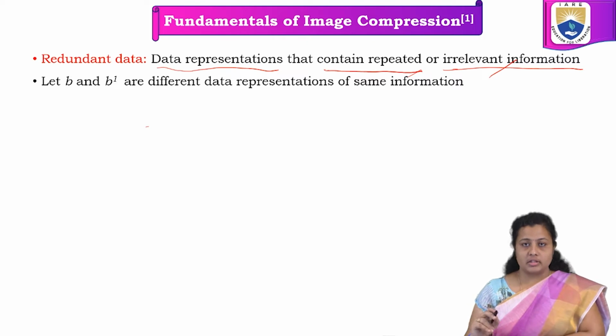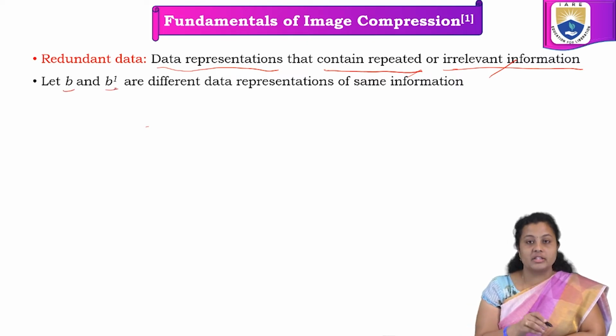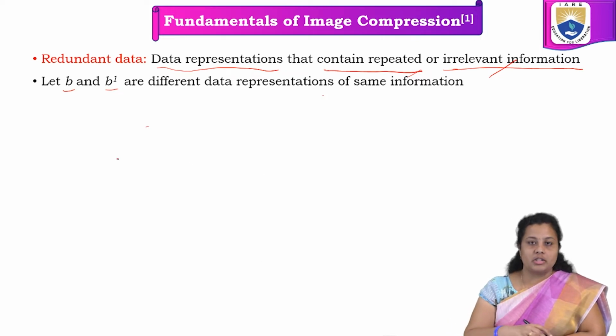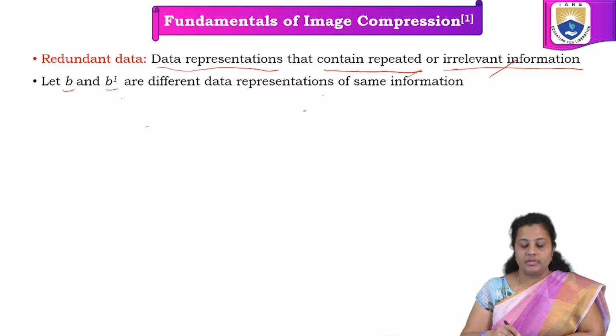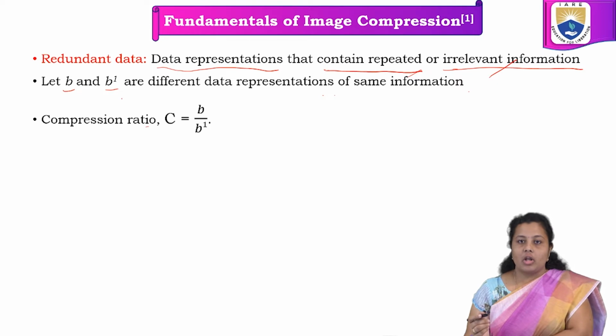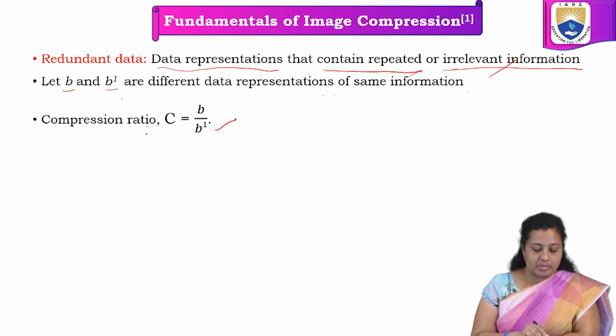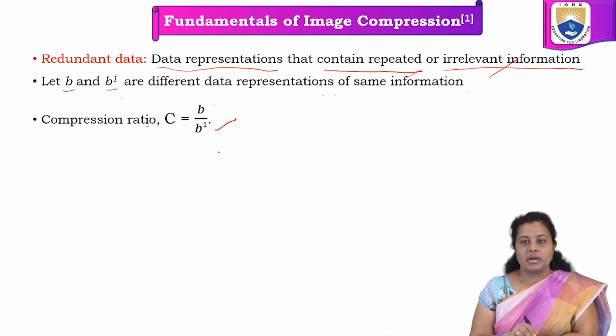Now let's consider that B and B dash are different data representations of the same information, like in the previous example, statement 1, statement 2 and statement 3. They are three different statements by which the same information is conveyed. Then we call the compression ratio capital C is equal to B by B dash.